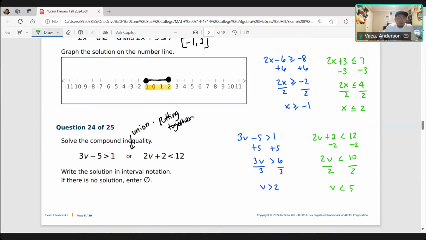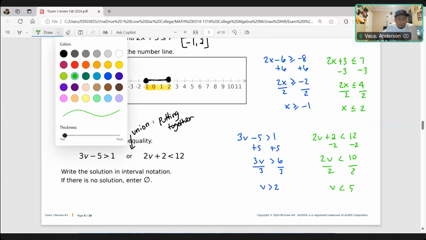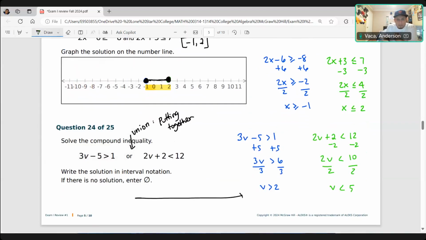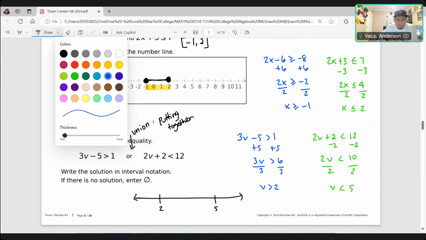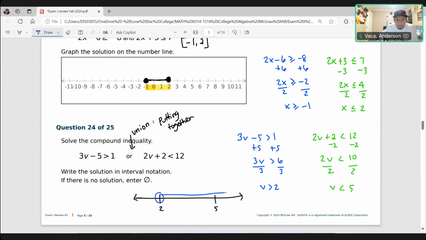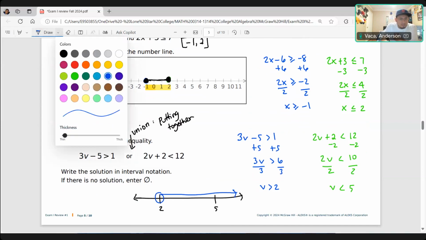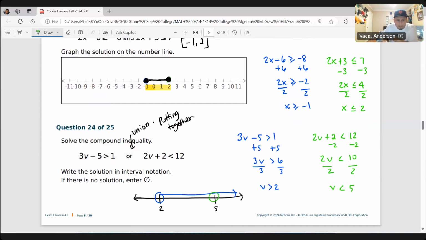And so let's see what this is all about. Okay, let's look at the number line. Here's 2. Here's 5. Here's one solution set. Here's the other solution set. You know, what are we doing, ladies and gents? We're putting them together. And putting them together means that we're doing all of this, all of that.